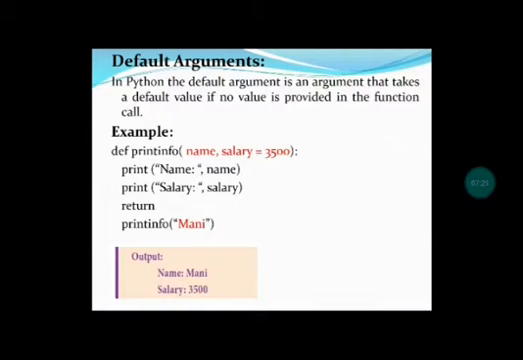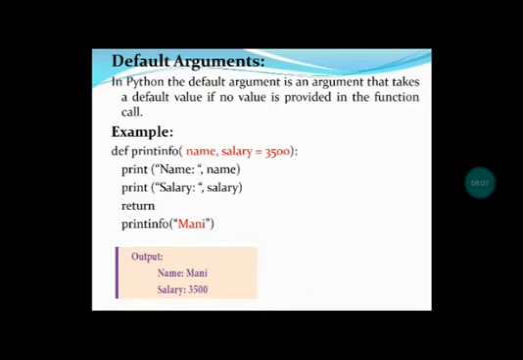Def print info. Print info is the function name. Name, comma, salary equal to 3,500, and name and salary have been printed. Finally, we called the function print info of money. So money is the name. So that money name will be passed as the argument to the parameter name, and already one parameter is having 3,500. So both will be printed. Name, money, salary, 3,500 will be printed.